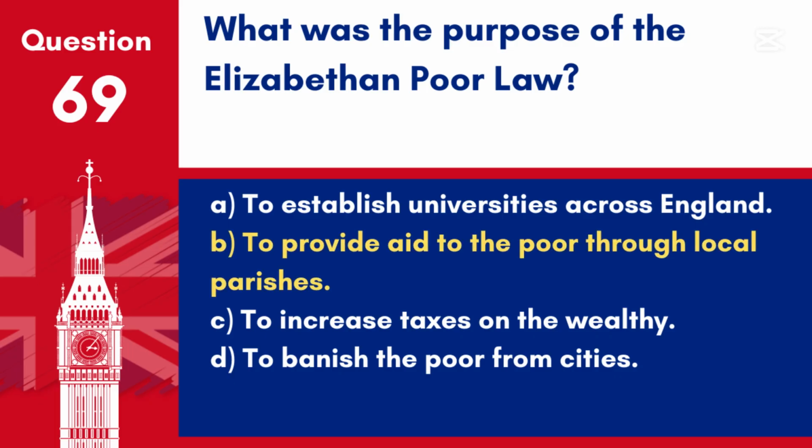Answer B. To provide aid to the poor through local parishes. The Elizabethan Poor Law of 1601 established a system where each parish was responsible for the welfare of its own poor, marking the beginnings of state involvement in social welfare.